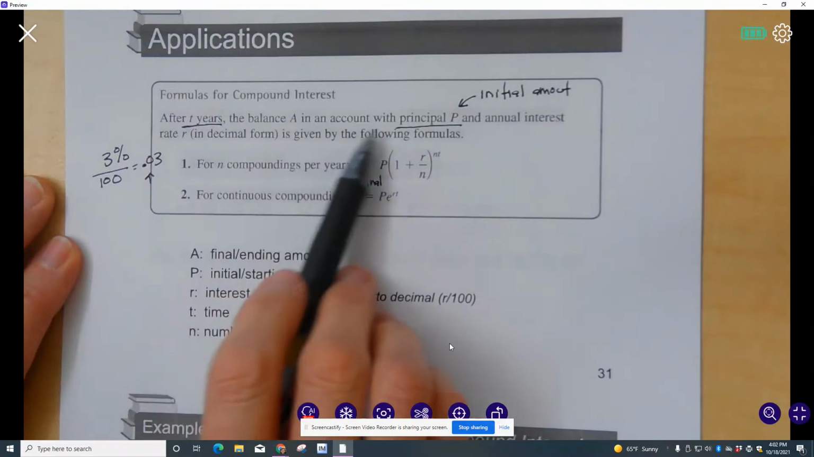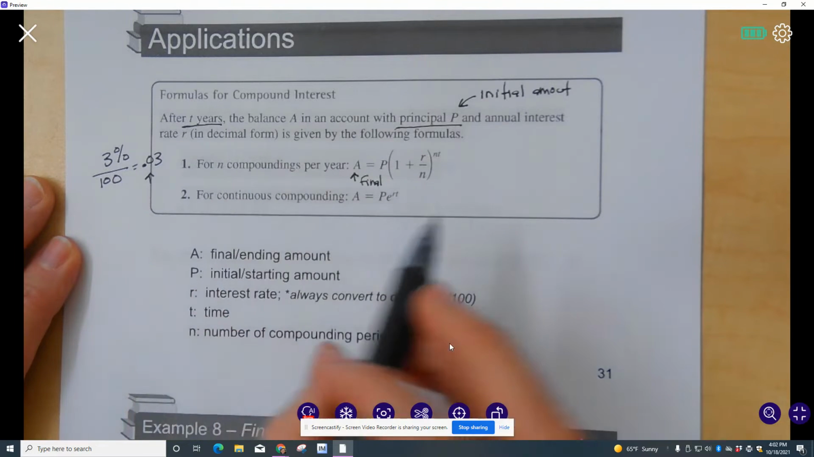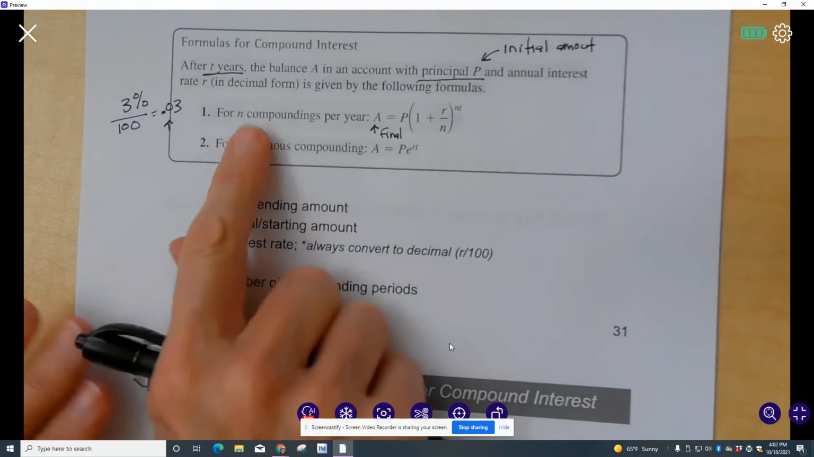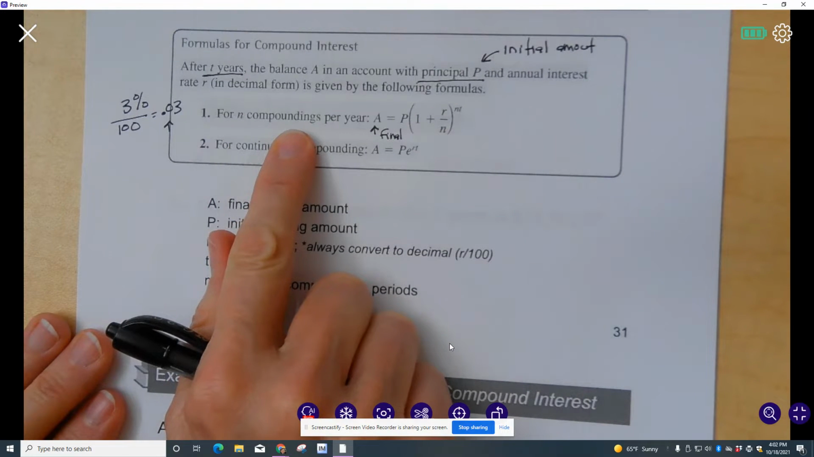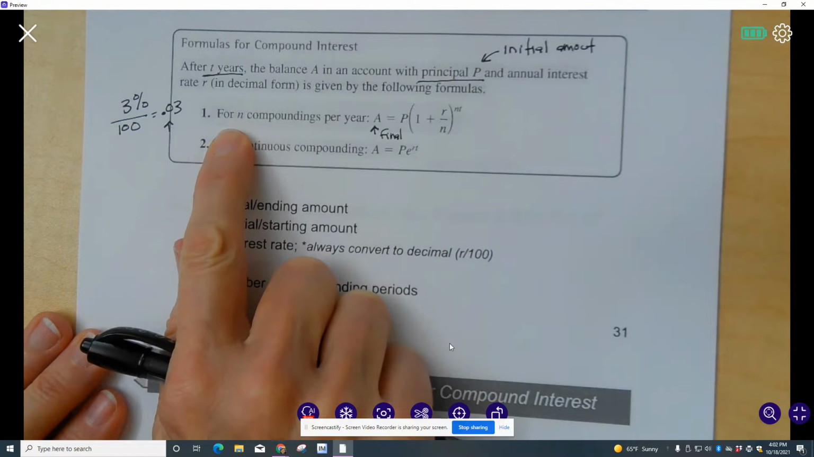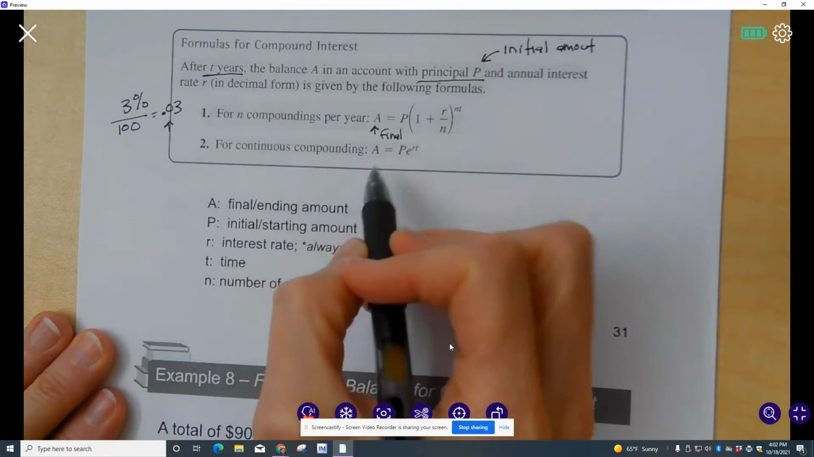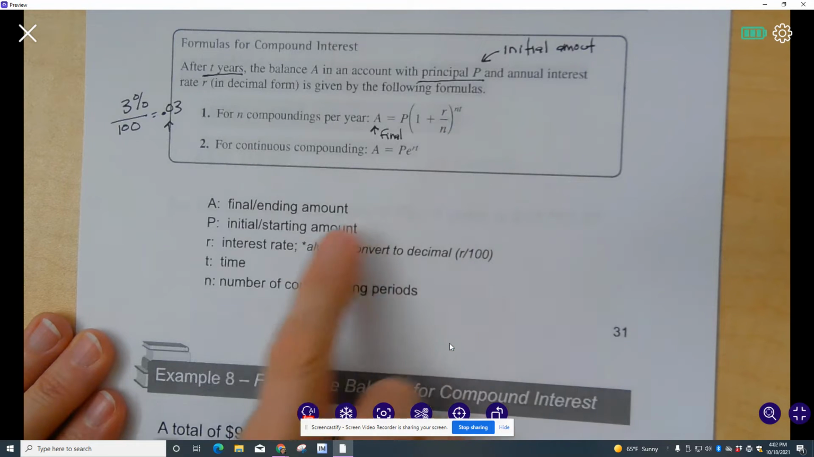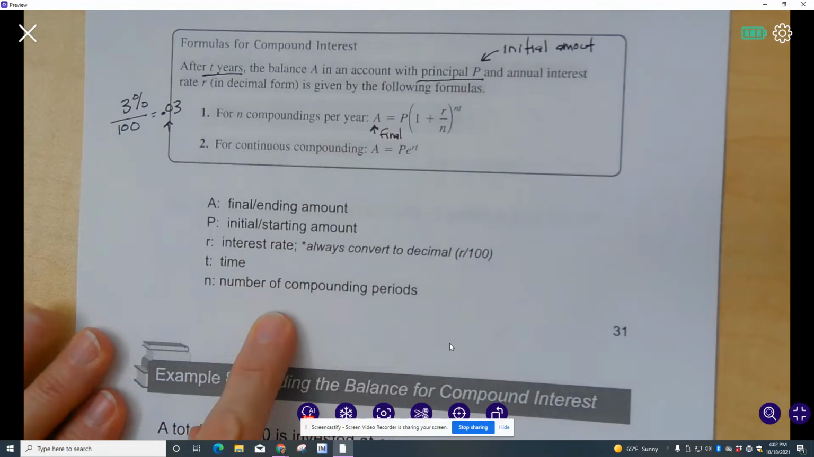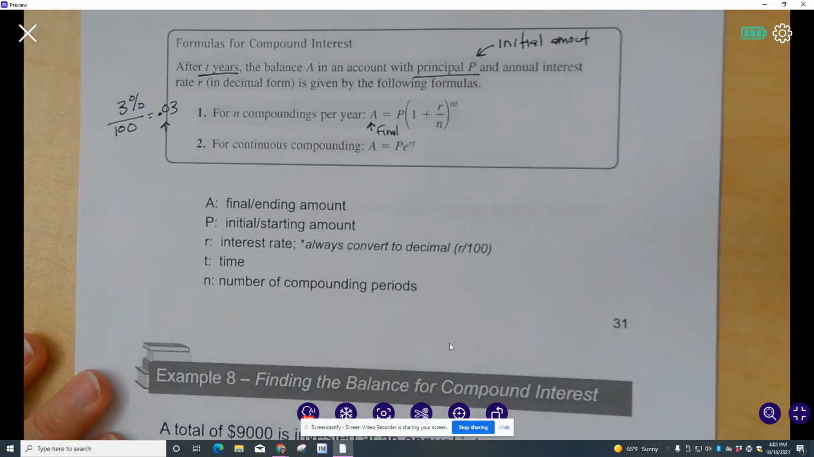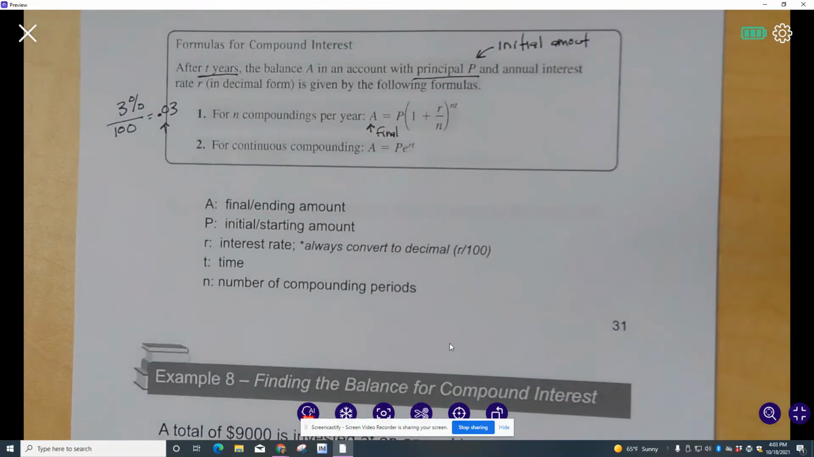And n, where do they have it up here? n is the number of compounding periods. If they say you're compounding quarterly or biannually or monthly, then you're going to have an n value. If they say you have continuous compounding, you're going to use this formula. So you're going to need both of these formulas in your notes, and then this tells you what each of those letters stand for. So definitely pause the video, make sure all this is in your notes.